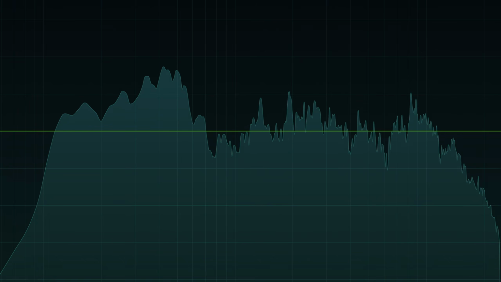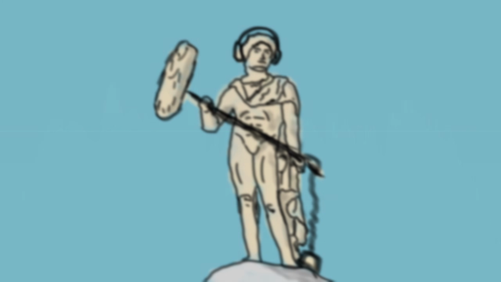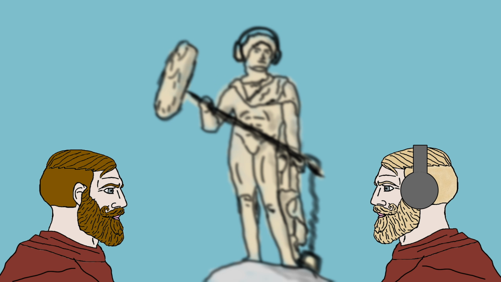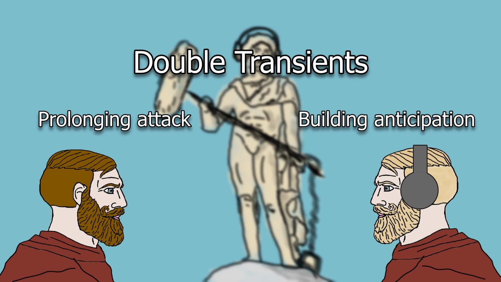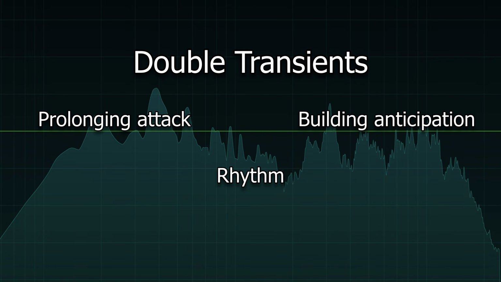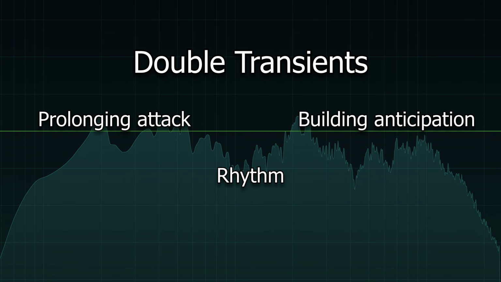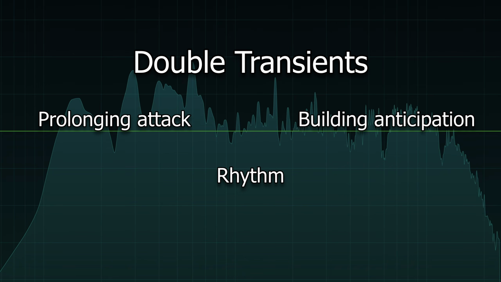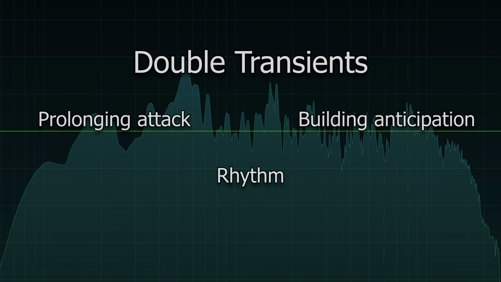Well, let me take you on a trip through history. Legend has it that the first mention of double transients dates back to ancient Rome, when two Roman sound designers had a little talk and one said to the other, "You know, when using these double transients, it's almost as if I'm prolonging the attack part of the sound, but also building anticipation and creating a sense of rhythm." Now, some might argue that this is just a poorly executed joke I made up because I was lacking a proper transition.